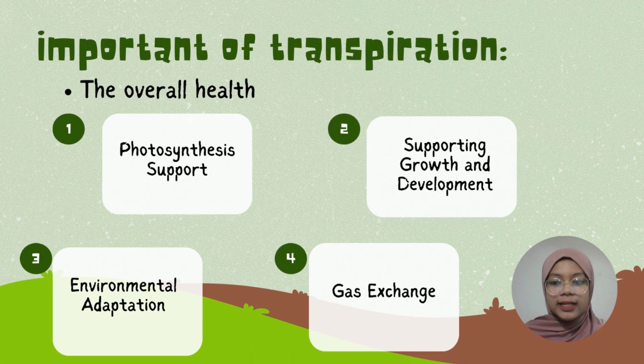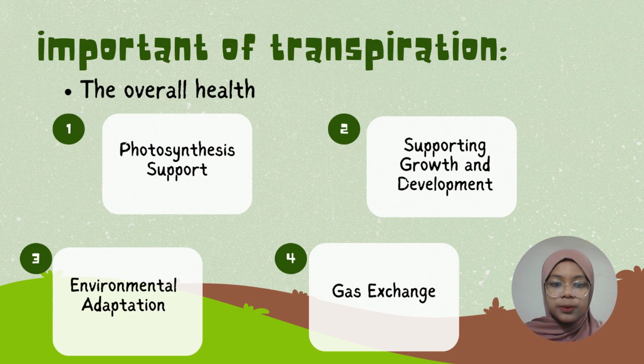Moreover, we can see the importance of transpiration in overall plant health. First is photosynthesis support. Transpiration ensures a steady flow of water to the leaves, which is essential for photosynthesis. Water is a raw material in photosynthesis and also maintains the turgidity of guard cells, enabling stomata to open for carbon dioxide uptake.